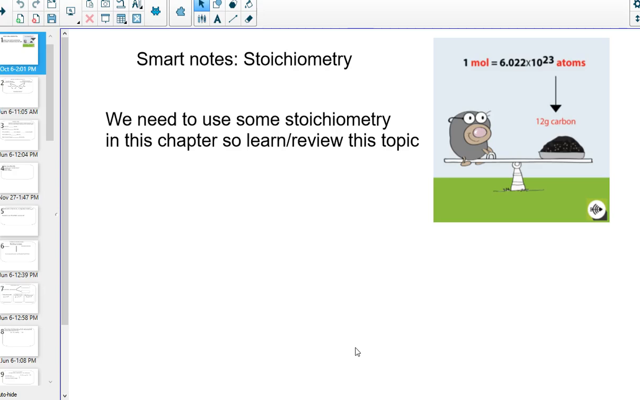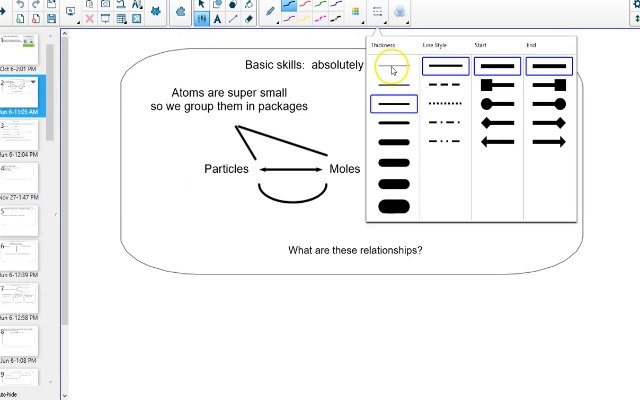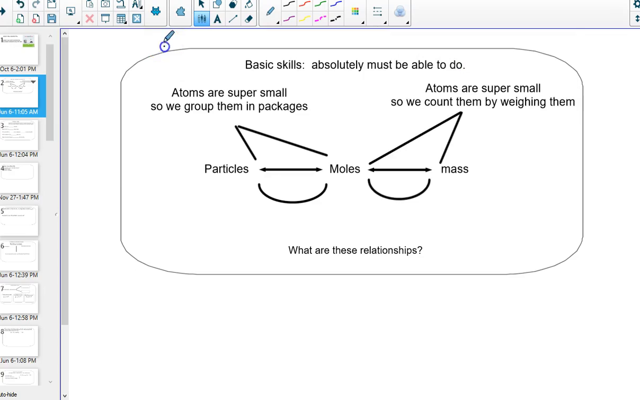So, first things first, stoichiometry. Alright, this is what we got here. So, basic skills, these are an absolute must. We want to be able to flip between moles and particles and mass. Okay, so let's start looking at maybe particles and moles here.